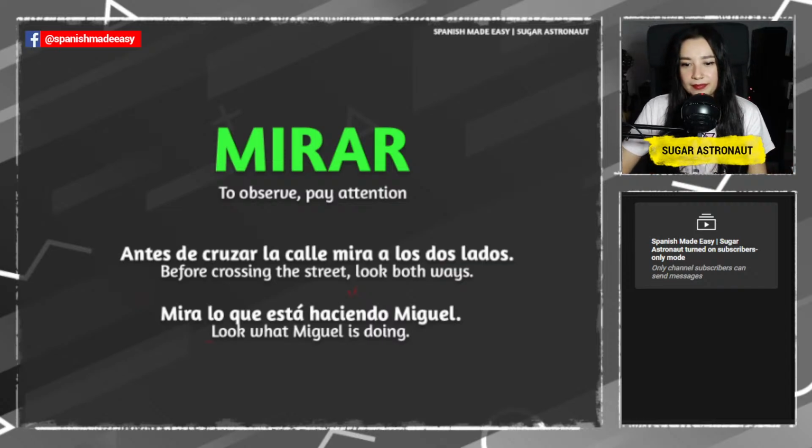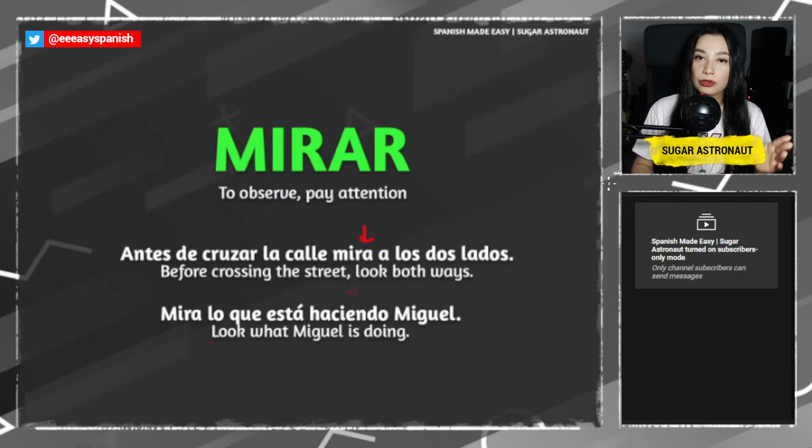For example, antes de cruzar la calle, mira a los dos lados. Antes de cruzar la calle, mira a los dos lados. This means before crossing the street, look both ways. Okay, this is very interesting. You need to pay attention when crossing a street because it can be dangerous. So you can use mirar in this situation. You need to pay attention. You need to observe your area around you. Antes de cruzar la calle, mira a los dos lados. Before crossing the street, look both ways.